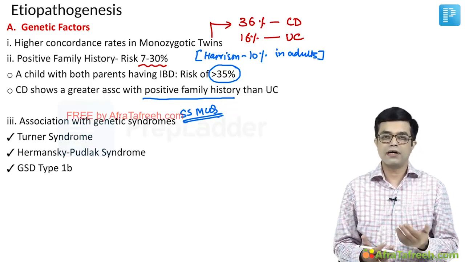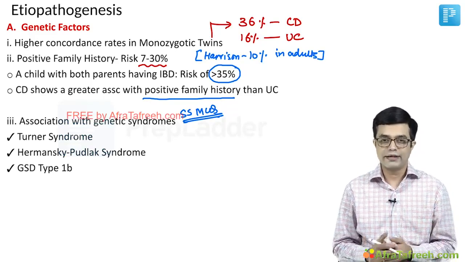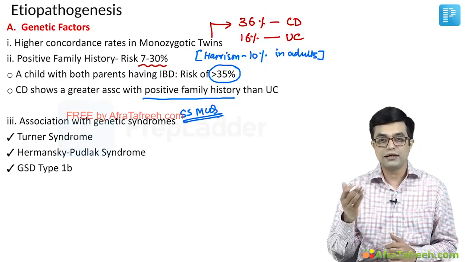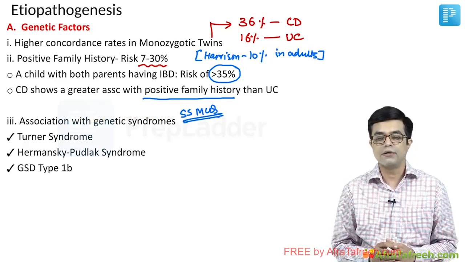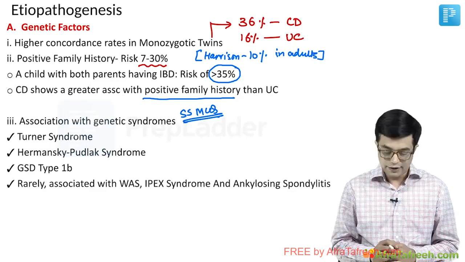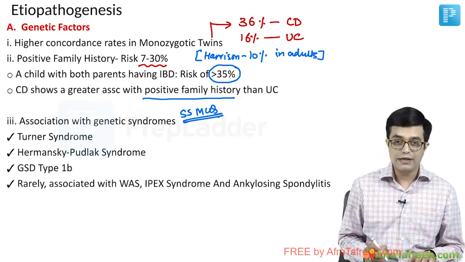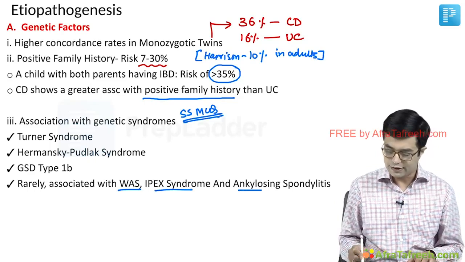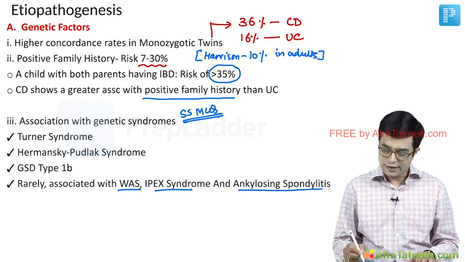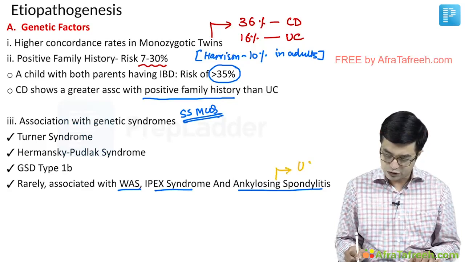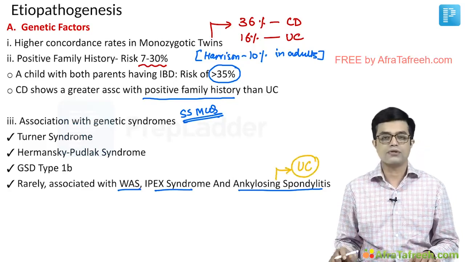Glycogen storage disease type 1 is the usual von Gierke disease. There is a variant of it called 1b in which the translocase, the transporting enzyme, is deficient, and this is the variety which is associated with a high risk of IBD. Rarely, IBDs may be associated with Wiskott-Aldrich syndrome, IPEX syndrome, and ankylosing spondylitis. Ankylosing spondylitis association is strongly seen with patients of ulcerative colitis rather than Crohn's disease.